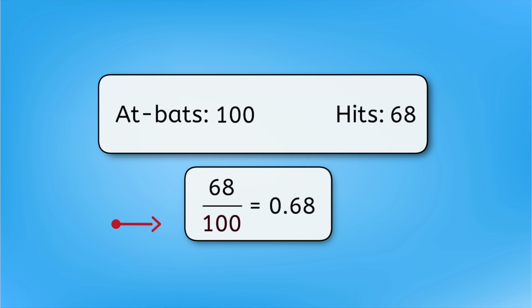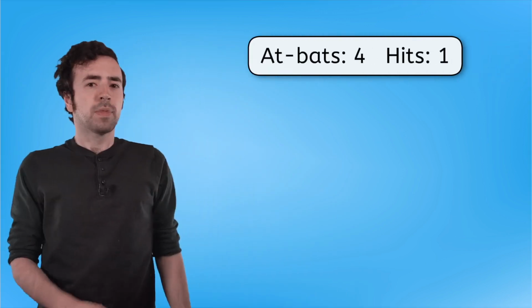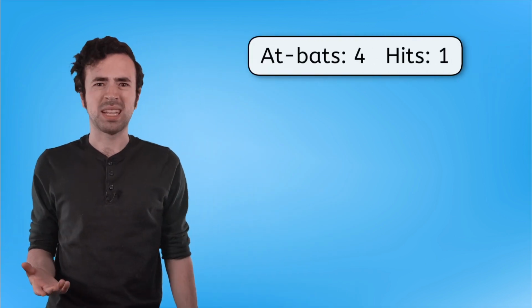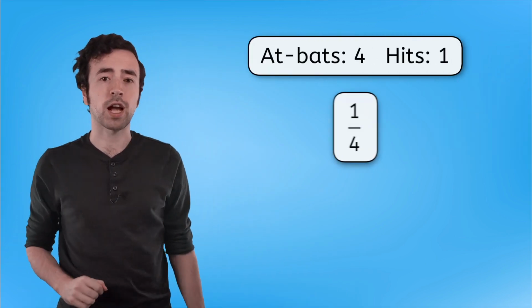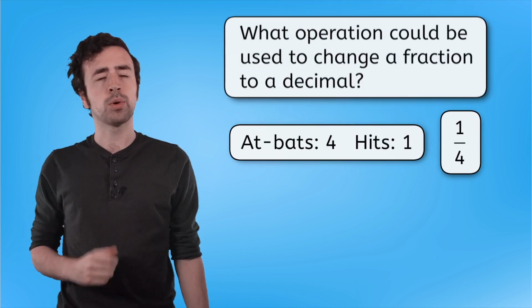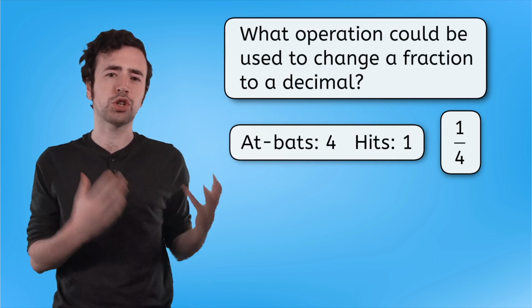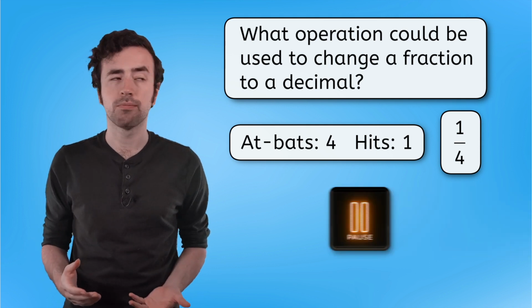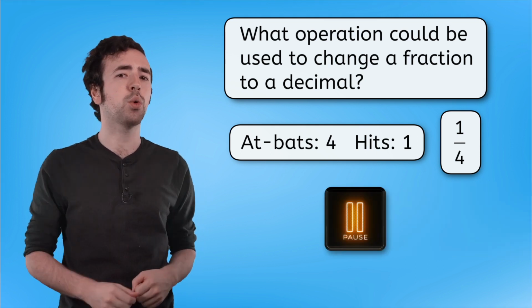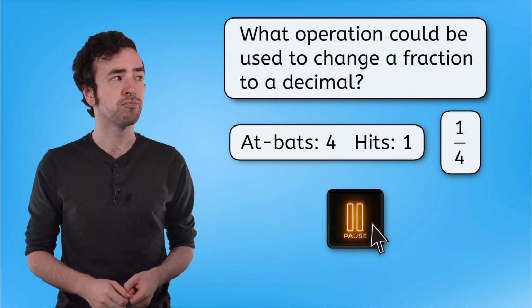But what if the denominator isn't a factor of 10? If a player goes up to bat 4 times and hits the ball once, that would give us the fraction 1/4. But what operation could we use to change this fraction to a decimal? Pause here and record your thoughts in your guided notes.